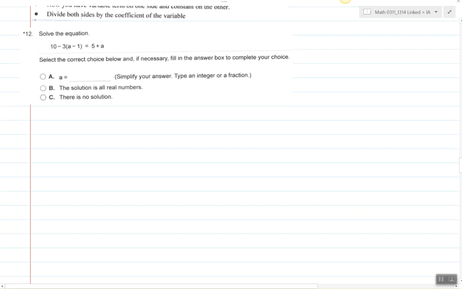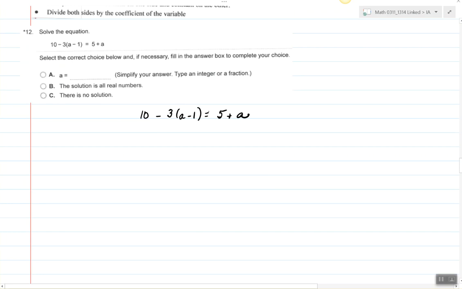All right, I'm going to copy down this problem for number 12. It says 10 minus 3 parentheses a minus 1 close equals 5 plus a. You certainly don't have to do this, but I'm going to kind of draw a little wiggly there, and I'm going to draw a better wiggly there. That is the barrier between the left side and the right side. In my steps, it said if you have fractions or decimals, take care of that first, but I don't.